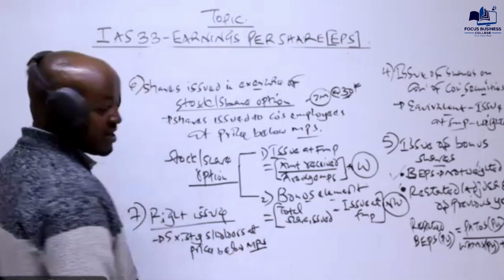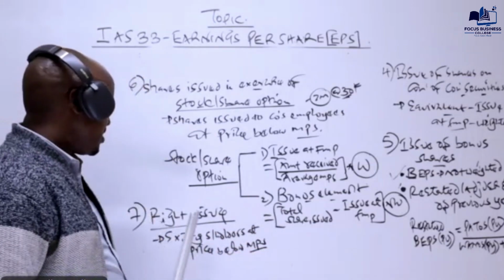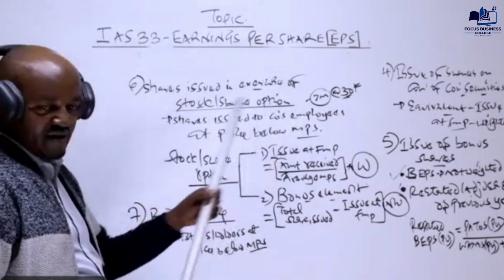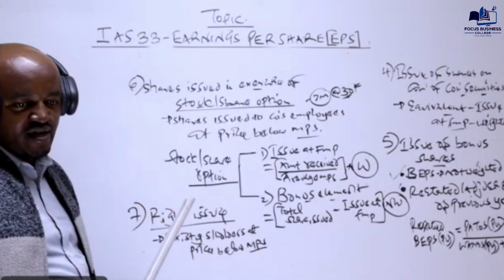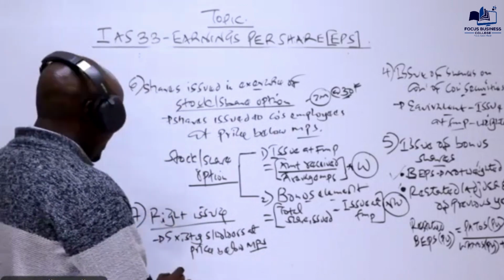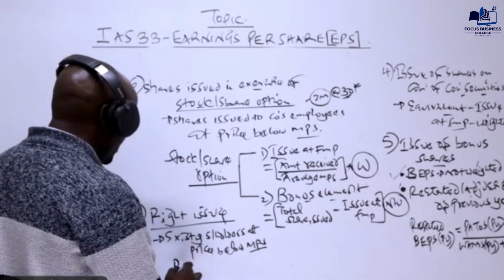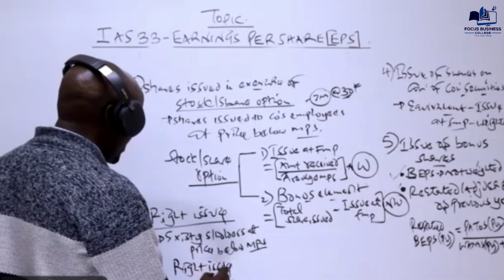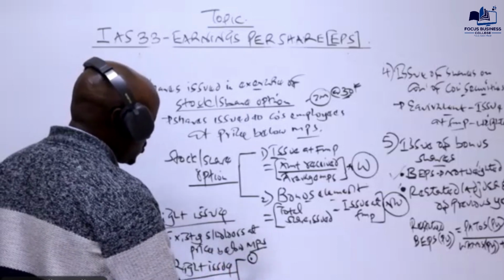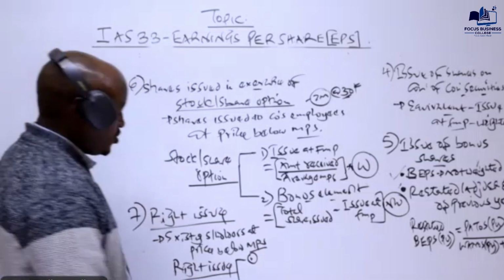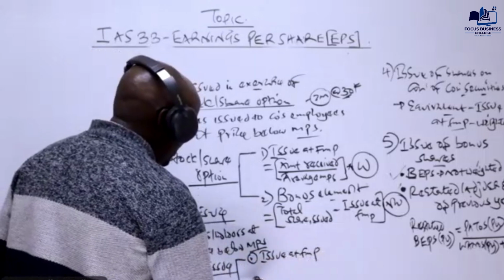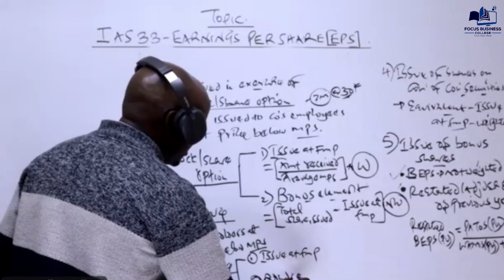So you can see there is some similarity between the rights issue and the stock option. The only difference is that here the shares are issued to the employees, here the shares are issued to the existing shareholders. But in both cases, the shares are issued at a price below the market price. Now, if that is the case, then these shares which are issued by the company during the rights issue, just like what we have said up here, because they were issued at a price below the market price, we also split them into two components: the issue at full market price, and the bonus element.